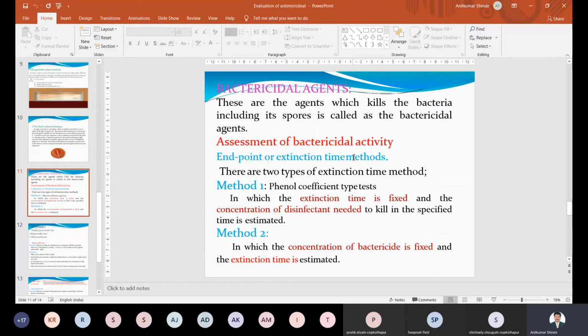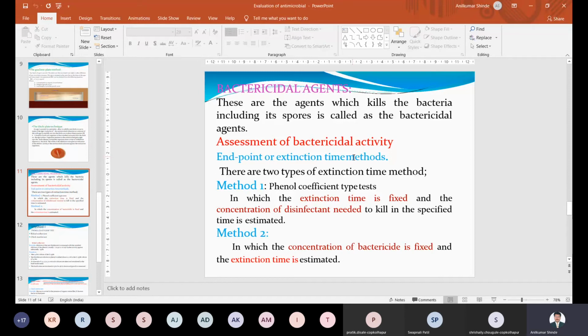The first is the phenol coefficient test. We already said that. So how much extinction time is fixed? The time is fixed. We have seen 2.5 minutes, 5 minutes, 7.5 minutes, and 10 minutes. And from that, at 7.5 minutes we can kill the organisms, but at 5 minutes the organisms cannot be killed. You can calculate the phenol coefficient of that agent by comparing with phenol. Then method 2 is used where the concentration of the bactericidal agent is fixed. The extinction time can be different.